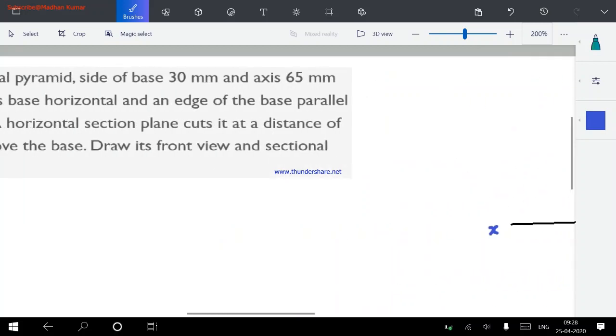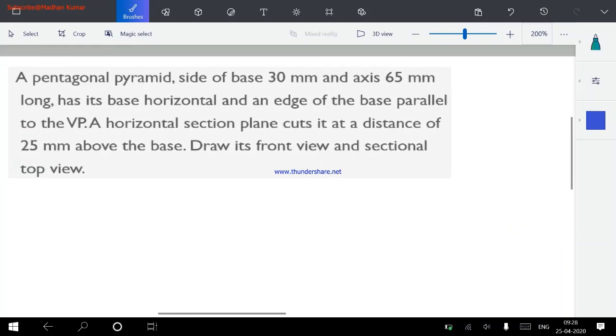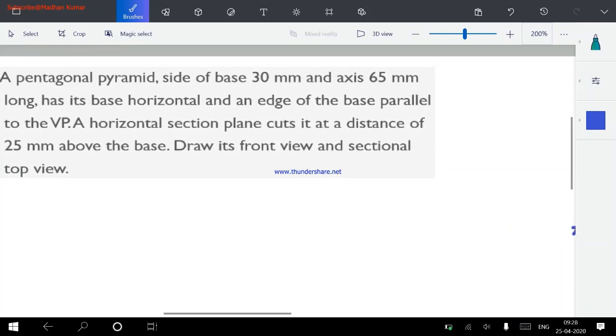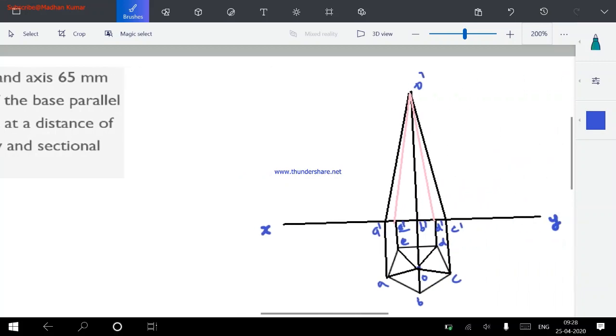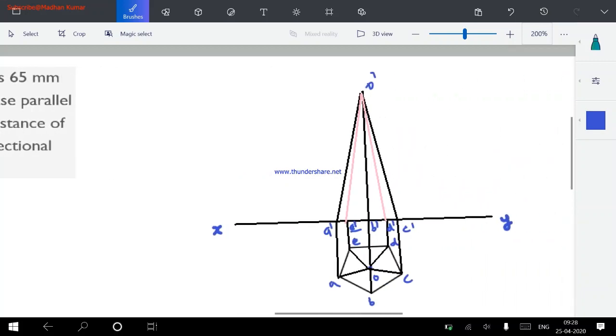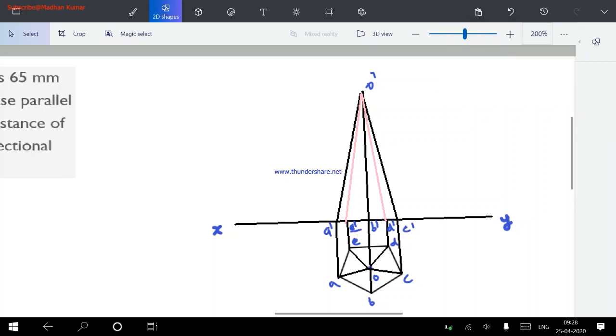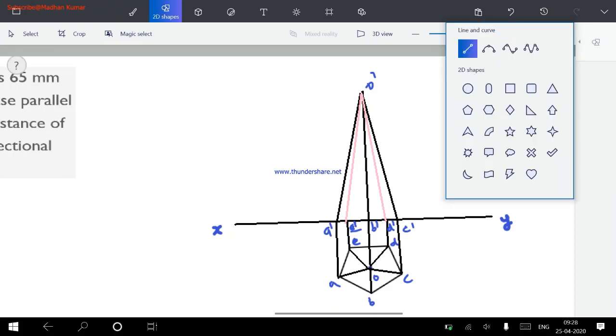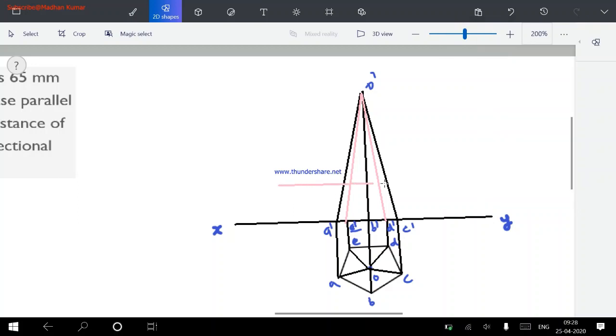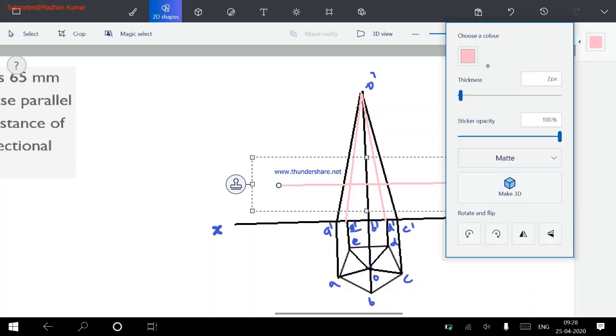Next, in the question they have given that a horizontal section plane cuts it at a distance of 25 mm above the base. So 25 mm above the base means from the XY plane you have to draw the section plane now. You are just introducing the section plane now. This section plane distance is about 25 mm, not from the axis, but 25 mm from the base.